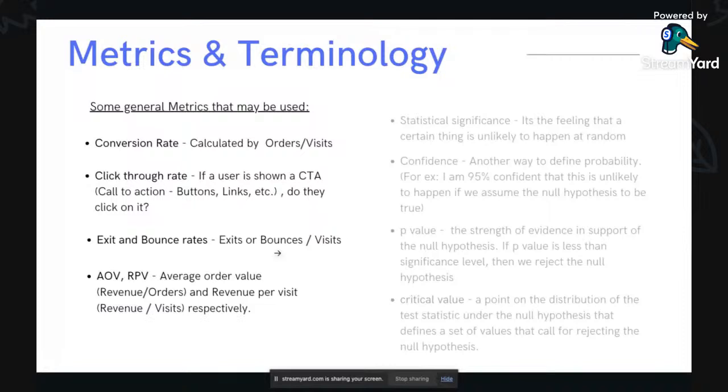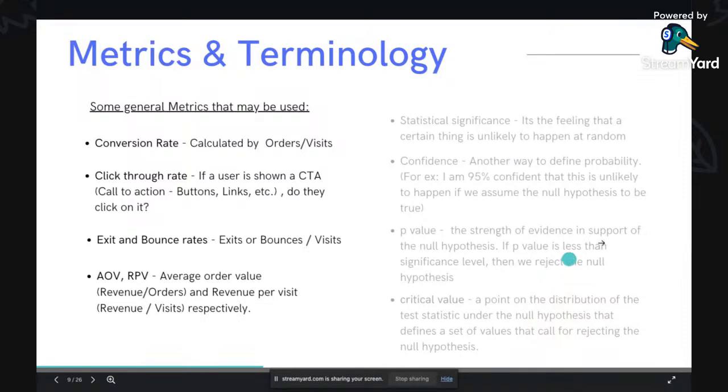Then we have AOV and RPV. These are also very important metrics, and they could be called different names in different organizations. Basically, AOV is average order value, so revenue by order, and RPV is revenue per visit, which is revenue by visits. Revenue by order would be the average revenue for each order made, and revenue per visit is revenue per particular visitor or visit. We won't be diving into these terminologies yet. We'll be going into these later.